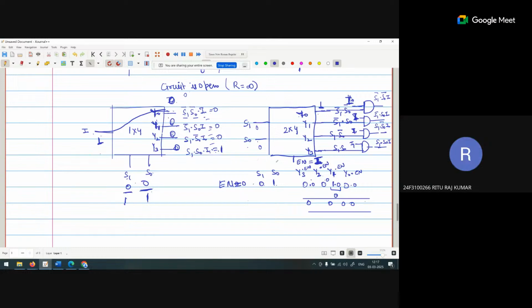Yes, sir. And suppose we put I as a 0. In this case, the value of S1 S0 is the same. Yes, sir. Okay. Now all Y values are the same. Then how can we conclude that either the output is enabled or the demux is giving 0 as output? That's what he is asking. Yes, sir. How can we conclude that either our demux is disabled or it is giving the 0 as an output?